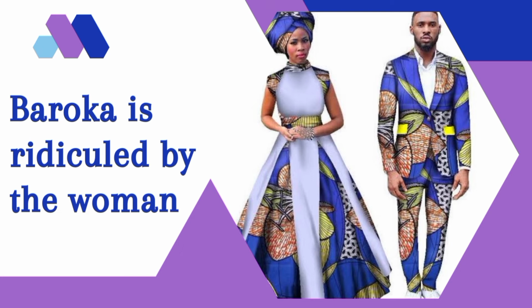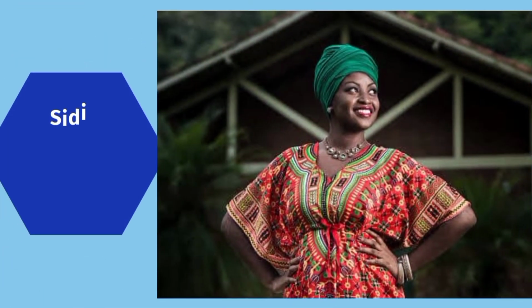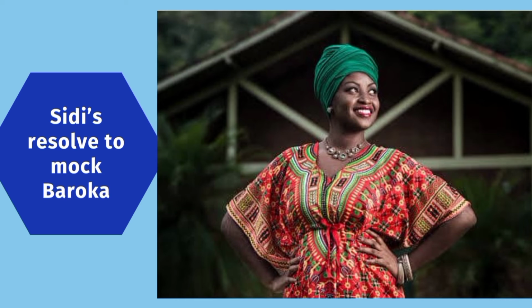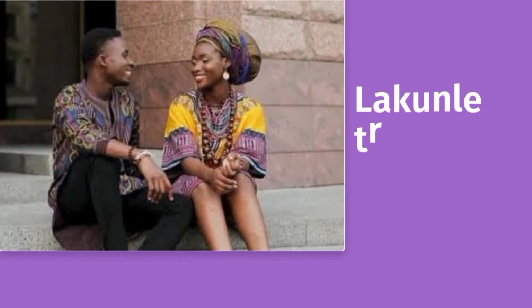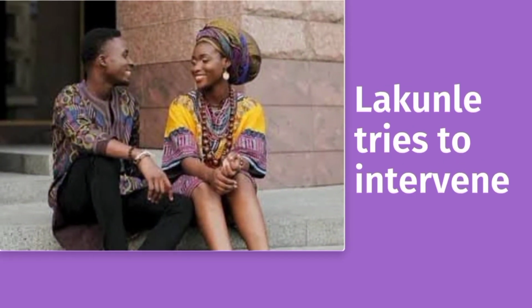Baroka is ridiculed by Sidi. As far as Sidi is concerned, Baroka is not a man because he is impotent. Impotent because he will not be able to make her a woman, not knowing that actually it was a trap. And at the end of the day, Baroka took advantage of Sidi and deflowered her. Now, Sidi has a plan, and what was the plan? So as to bring down the personality of Baroka.